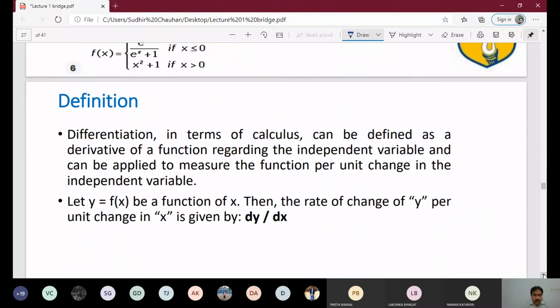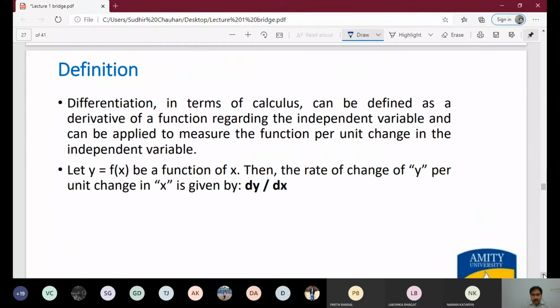Now we move to the next, the definition of differentiation. In terms of calculus, it can be defined as the derivative of a function regarding the independent variable and can be applied to measure the function per unit change in the independent variable. So here let y is equal to f(x) be a function of x, then the rate of change of y per unit change in x is given by dy by dx.